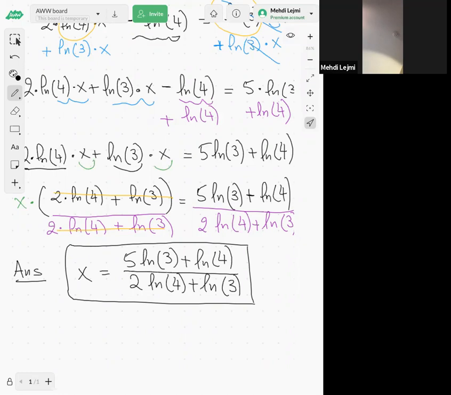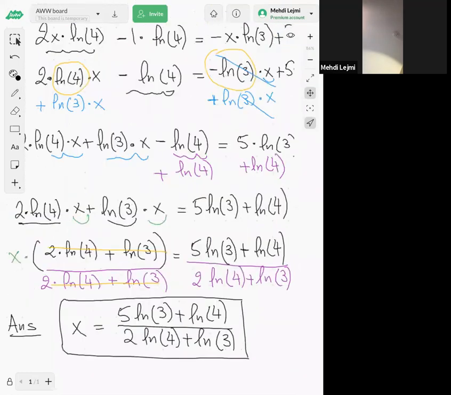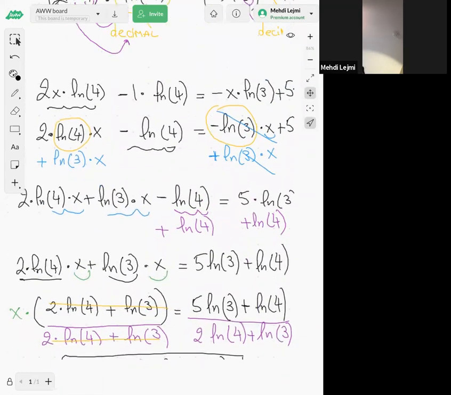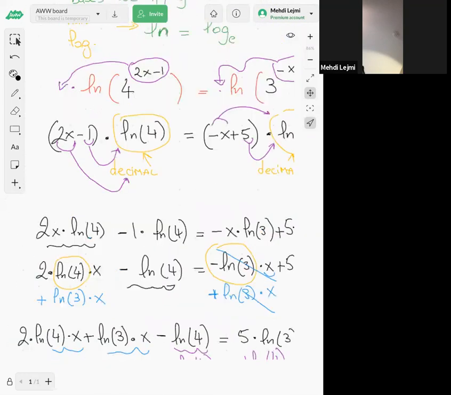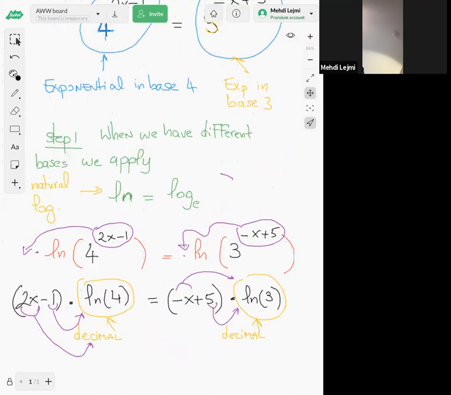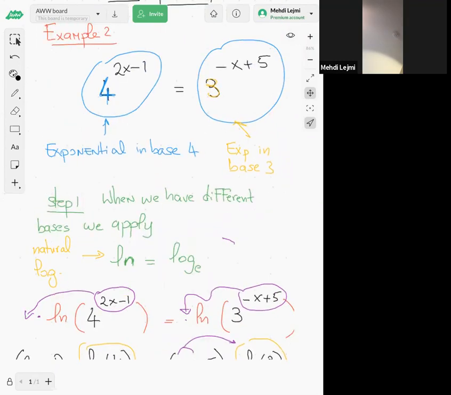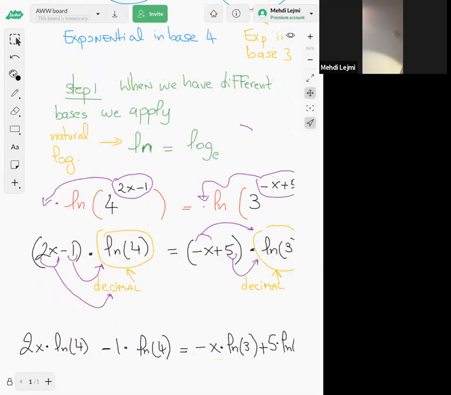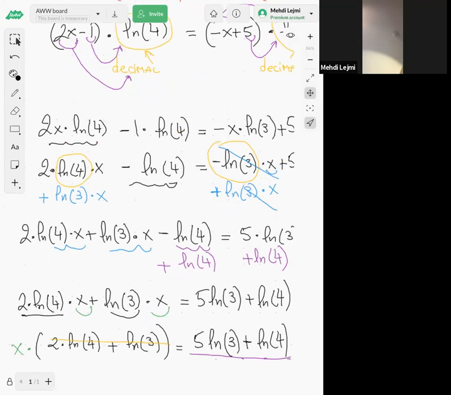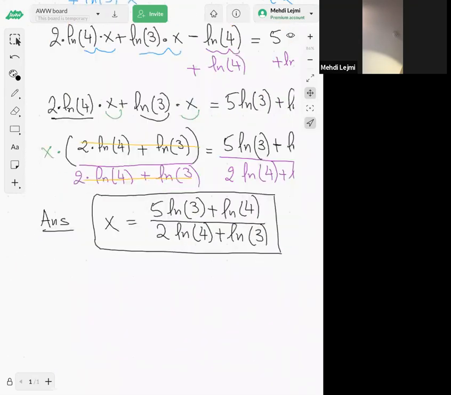Is there any question, guys, about this? So this is the second example. Of course, this is more complicated than the first example because in this example, we had different bases, I mean, exponential functions with different bases, right? On the left side, we had base 4. On the right side, we had base 3. And so in that case, we said when we have different bases, we apply natural log. Any question, guys? Any comment? All right, so then here's an exercise.